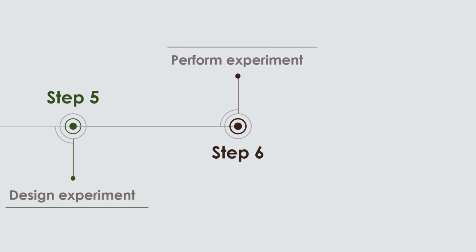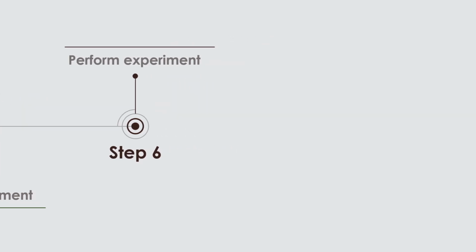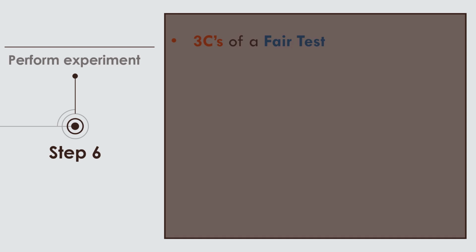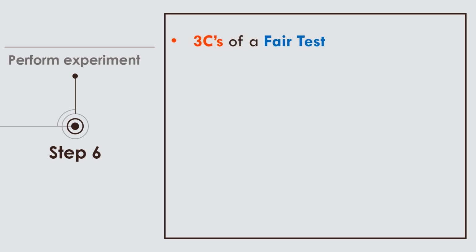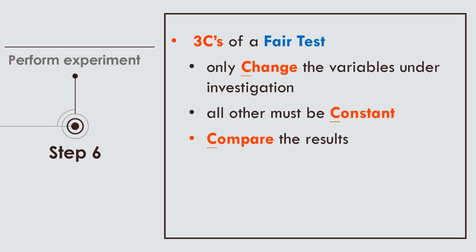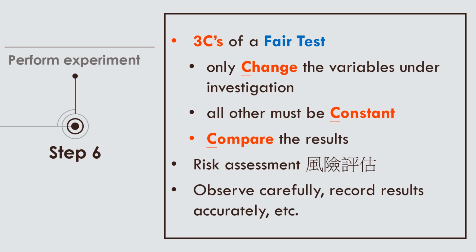Step 6. Perform experiment. In the step of performing experiment, you need to perform a fair test which consists of 3 C's: change, constant, and compare. You only change the variable under investigation. All other variables must be kept constant and compare the result. In addition, you need to do the risk assessment. And finally, observe carefully, record results accurately.